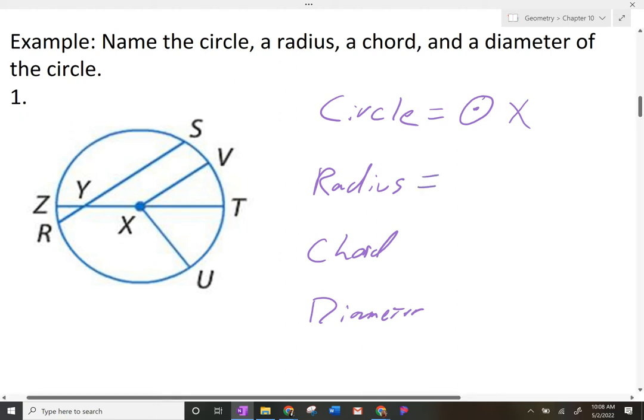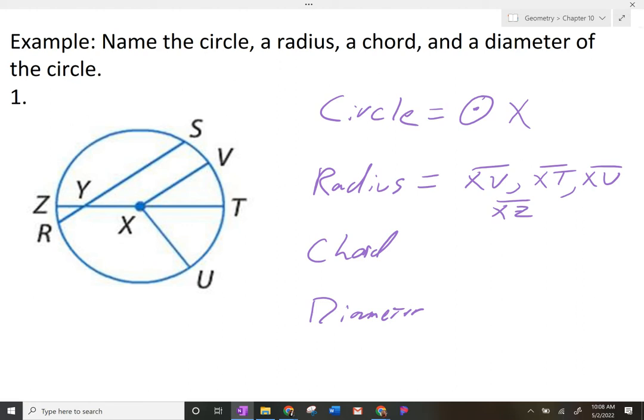For the radius, because it's going to be circle X, the radius, no matter what, will have the letter X as part of it. So this one has 4 separate radii. It could be XV. It could be the line segment XT. It could be XU. Or it could be XZ. Again, it does not have to be all of those, but it could be any one of those 4 when it comes time for identifying a radius. The reason we need to know what a radius is is that if we know the length of this one, we will also know the length of this, this, and this. Because from the center to the outside, they're all equidistant, meaning that if you can get this one, you'll get every single one of those radii.